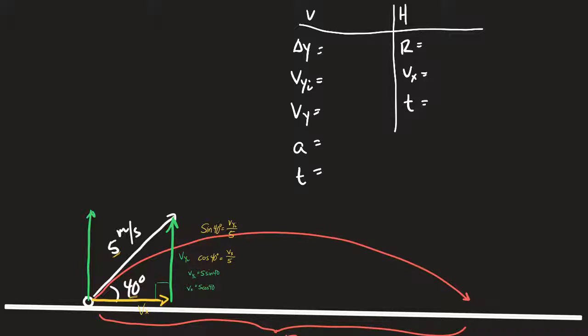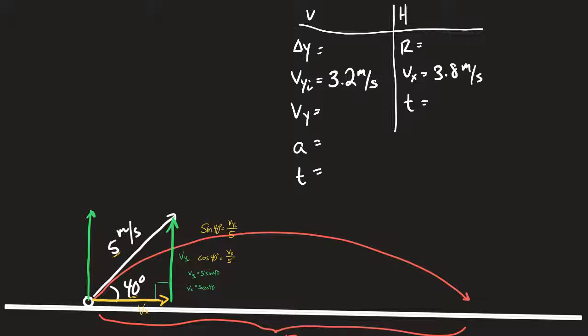You got what? 3.2? I'll take your 3.2. I'm all right being wrong. Somebody else get 3.2? All right, let's figure out the horizontal one. 5 cosine 40. 3.8. All right, so it's a little bit faster horizontally than it is vertically. That's it. That's the trig part. Get the trig part down. You guys should be able to figure it out.